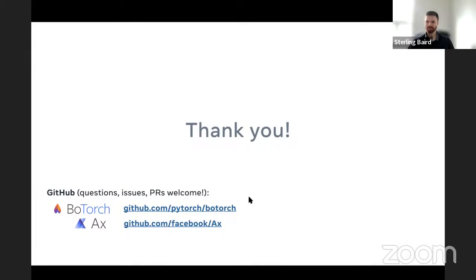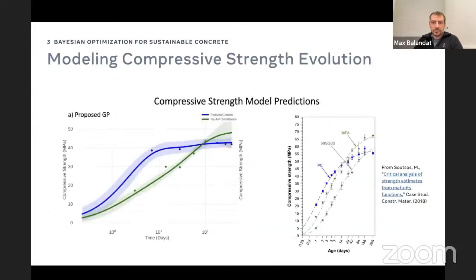So another question, could you explain why you use the log transform of time in the kernels? Yeah, if you look at the right plot here with the strength curve that you measure in the lab, you have a logarithmic scale on the age in days.